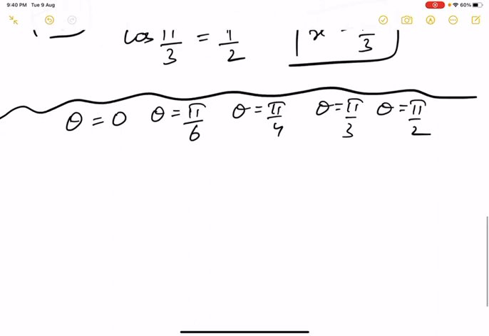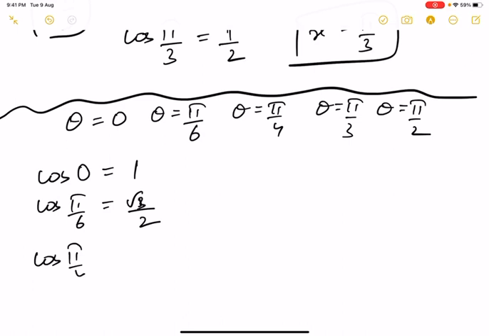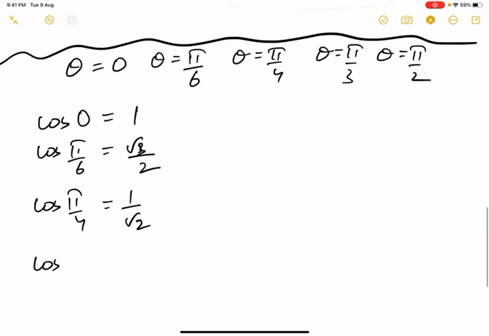For all these theta values, you should know cos of each of them, then sine of each of them, and also tan. So what is cos of 0? Cos of 0 is 1. Cos of pi by 6 is root 3 by 2. Cos of pi by 4 is 1 by root 2. And cos of pi by 3.